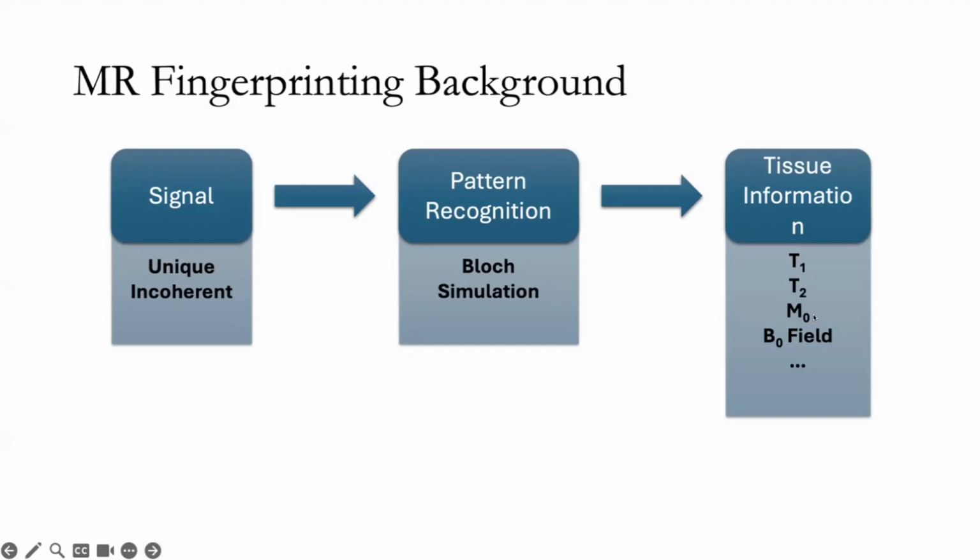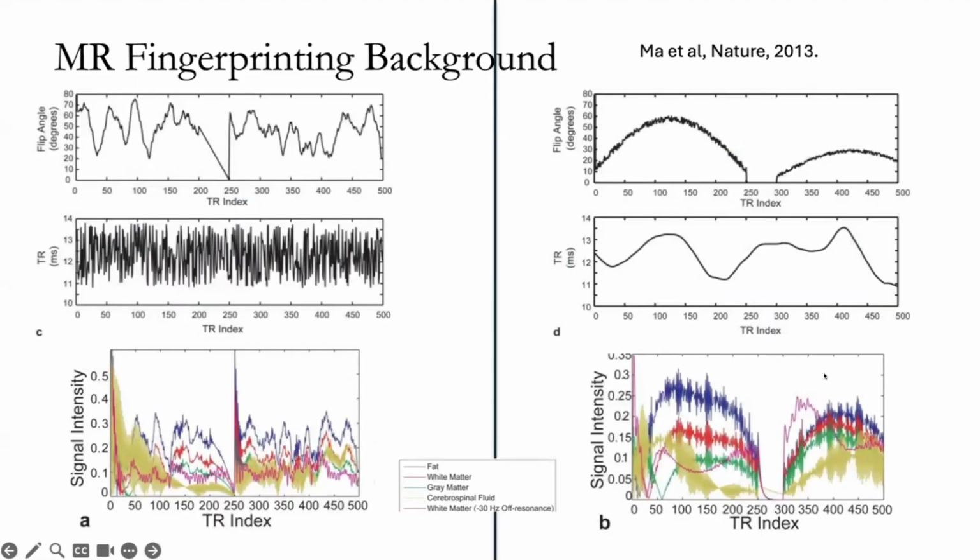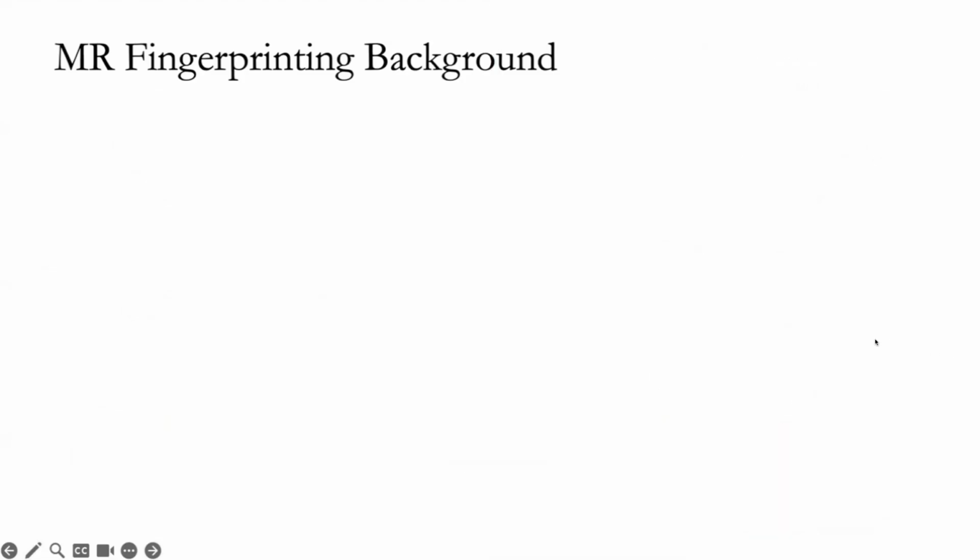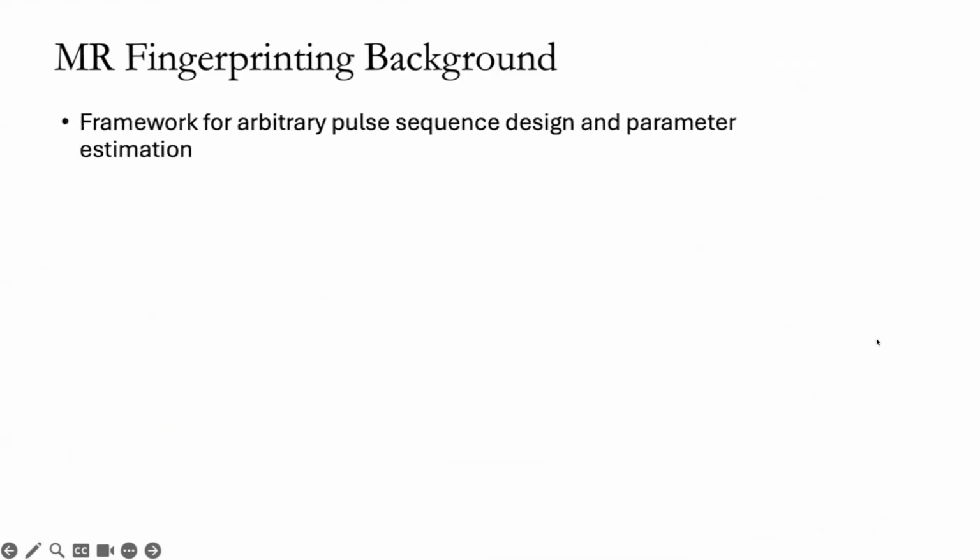They were initially using this to quantify T1, T2, B0 field, and proton density, and they showed very nice results, being able to use what appeared to be pseudo-random flip angles and TRs to get very nice signal evolution differences between gray matter, white matter, fat, CSF, and off-resonances, and use that to do their parameter estimation.